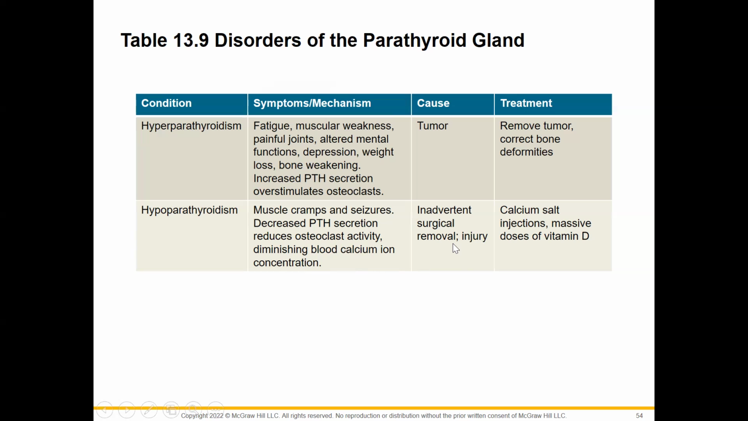So, a cause of hypoparathyroidism: inadvertent surgical removal. Go ahead and make sure you look the word inadvertent up so you know what it means for yourself. But basically, it means, oops, I didn't mean to take it out. So inadvertent surgical removal, say when they want to remove part or all of the thyroid, then they just happen to take away the parathyroid because they're attached.